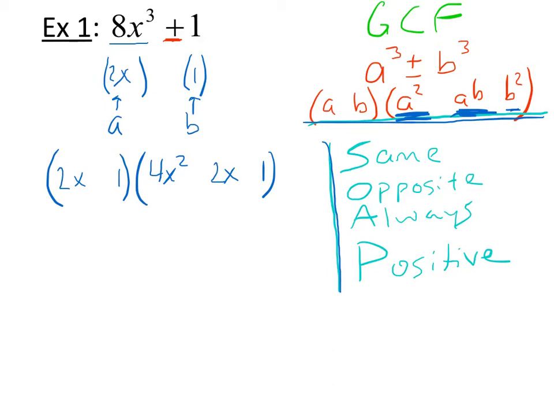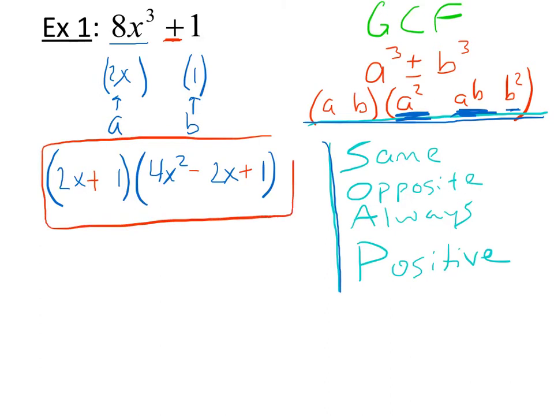Your first opening right here is going to be the same sign as before. The second opening is going to be the opposite. Your final opening will be always positive. The last one always has a plus. And that is my final answer. Because I was dealing with cubes, I was able to use this special pattern to help me factor without doing much work. I had to figure out my A and my B, and then I could put them into the pattern to make it all work.